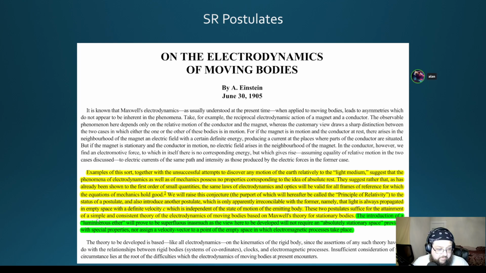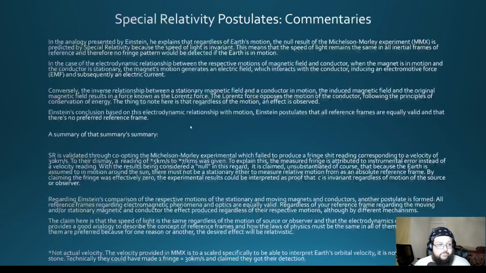for the attainment of a simple and consistent theory of the electrodynamics of moving bodies, based on Maxwell's theory for stationary bodies. The introduction of a luminiferous ether will prove to be superfluous inasmuch as there will be required no absolute reference frame. There will be no preferred, privileged reference frame, right? So that's basically what he's saying here. So these are the postulates directly from the guy.